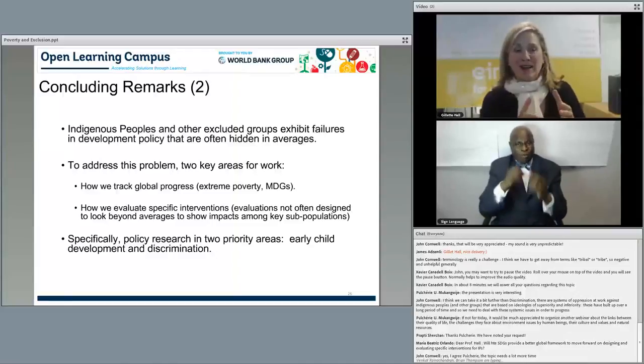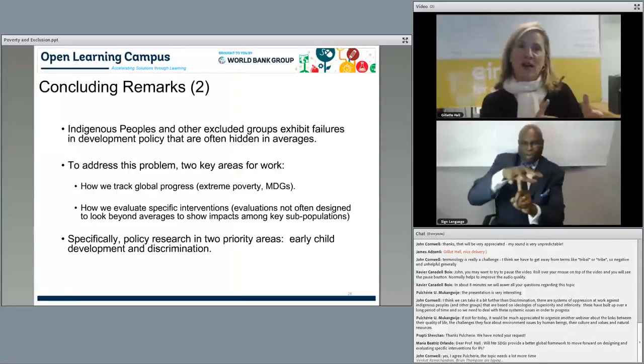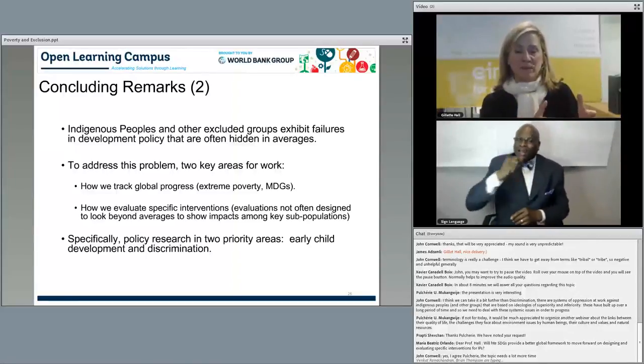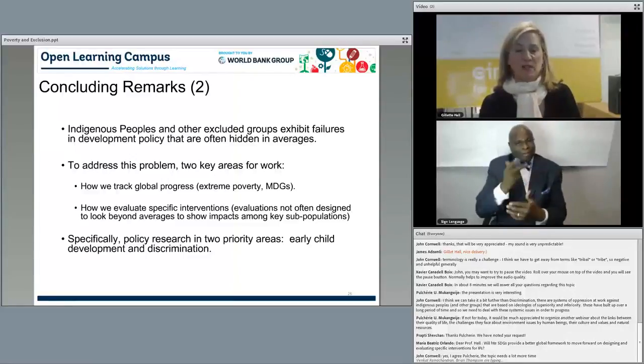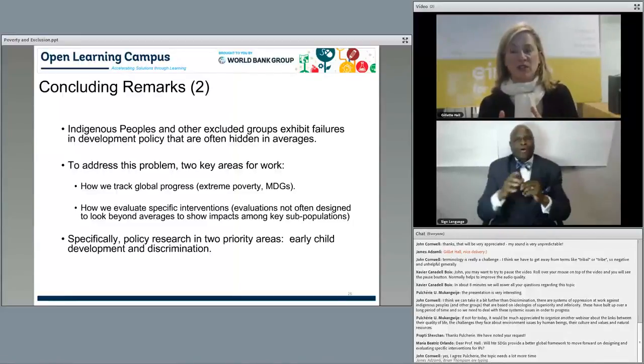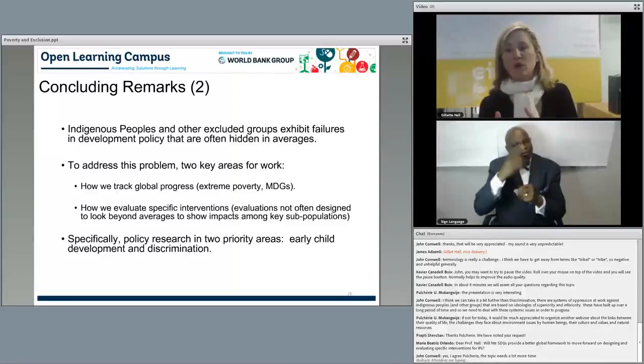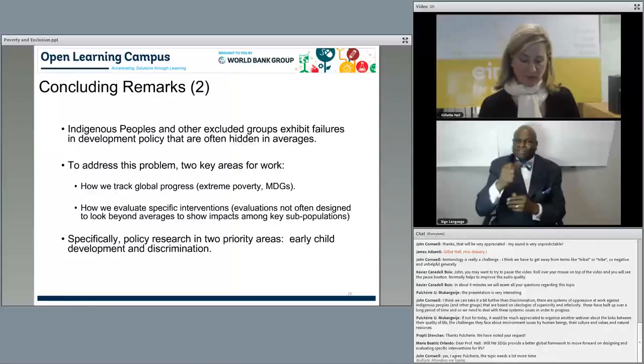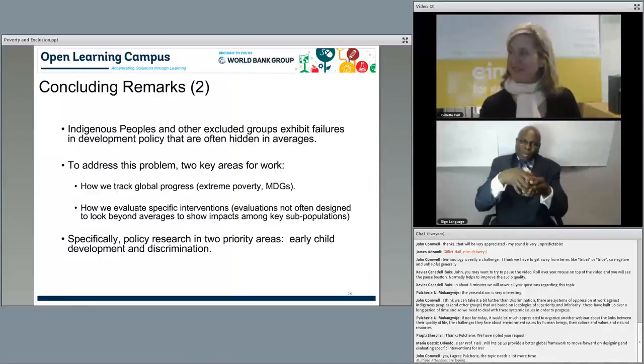But not enough do we go beyond those averages to understand how different populations are benefiting or not benefiting from that intervention. So my own work has particularly looked at conditional cash transfers, and there are some very interesting differences and discrepancies as to how conditional cash transfers are working or not working for the poorest of the poor, among whom Indigenous people tend to reside. I think I will leave it at that.